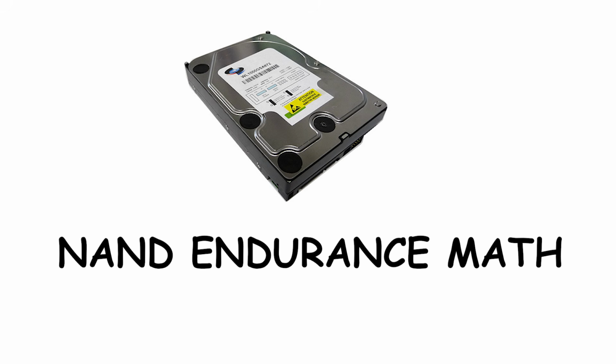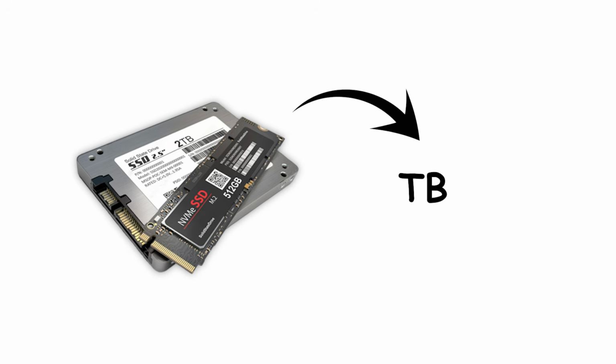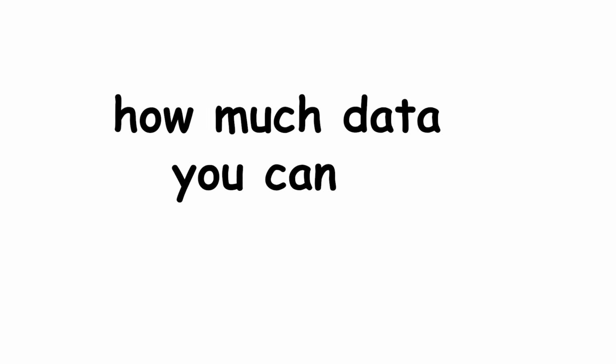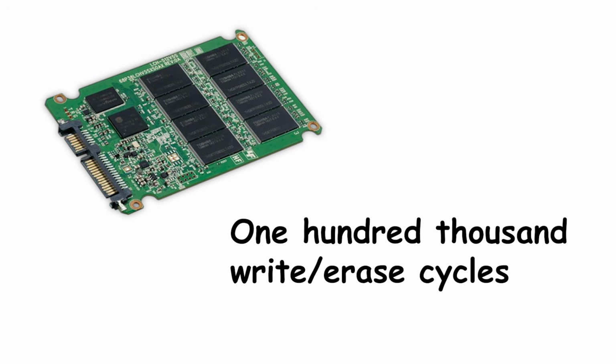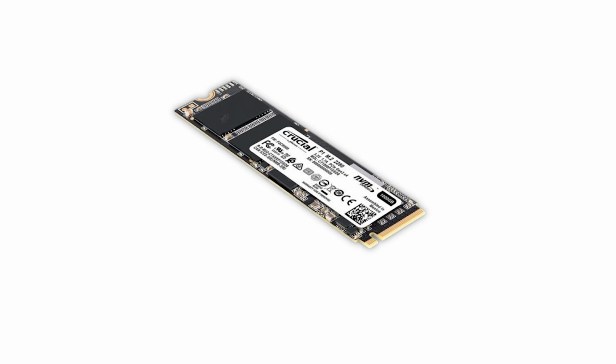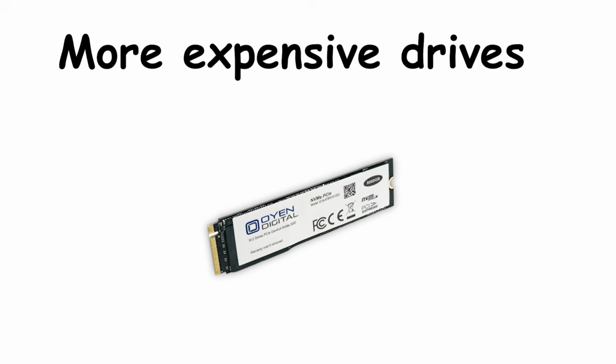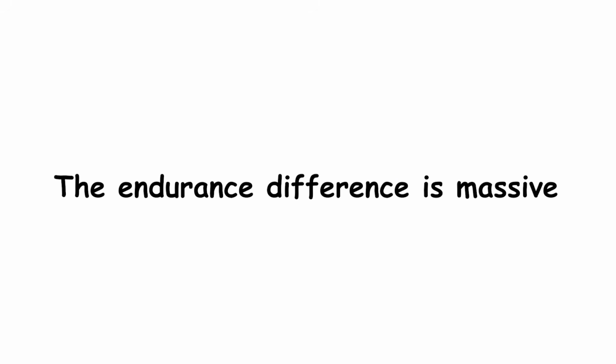NAND endurance math. SSD endurance is measured in TBW, total bytes written. This tells you how much data you can write before the drive starts failing. The NAND hierarchy: SLC, 100,000 write erase cycles. MLC, 10,000 cycles. QLC, 3,000 cycles. Cheaper drives use QLC NAND. More expensive drives use TLC. The endurance difference is massive.